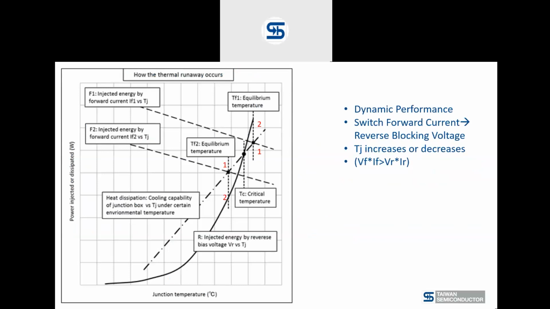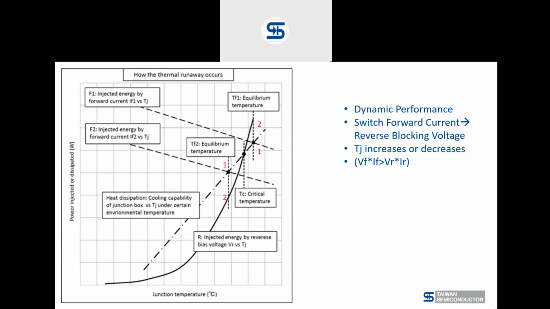So on the left-hand side, we see the power injected, or the power dissipated, if you want to call it that. So that's the y-axis. On the x-axis, you see the junction temperature is measured. We take first case number F2.